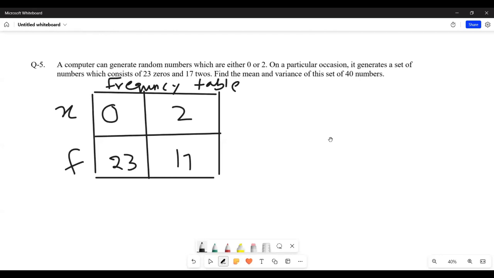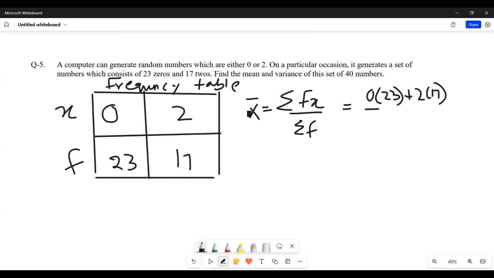So the formula for the mean of grouped data is summation of Fx upon summation F. This is the mean. Let's find that out. It's going to be 0 times 23 plus 2 times 17 upon the total value, which is 23 plus 17, 40 actually. So 40 in the denominator, which gives 0.85.